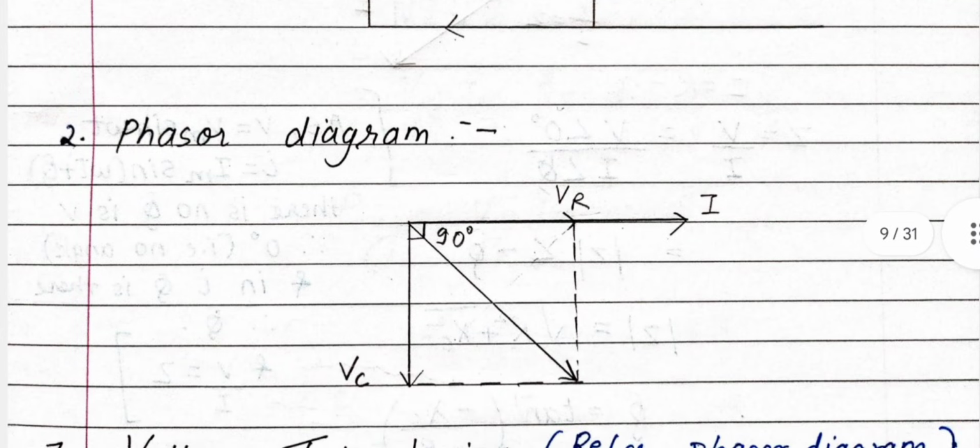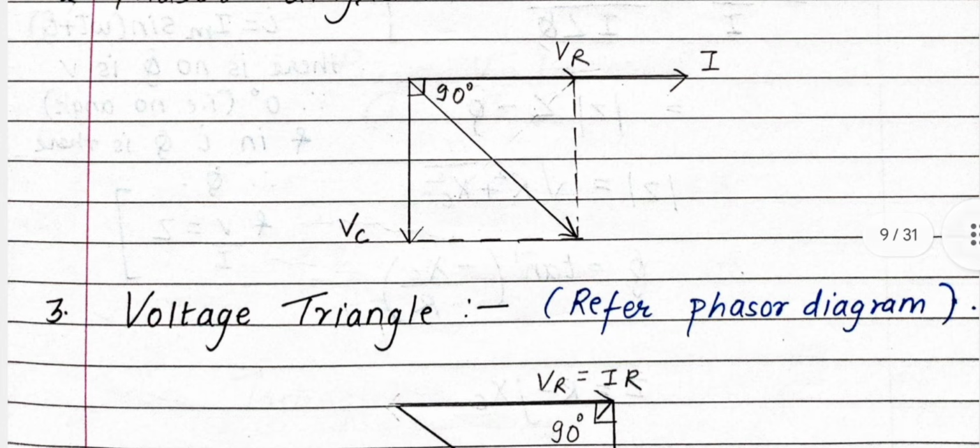Then we have the phasor diagram. Now remember, in a capacitor you have to make all the phasors, voltage and impedance triangle opposite, or you can say in the negative form as compared to the inductance. So here you have to make VC on the negative y axis. And what is there on the x axis? VR, that is voltage across resistance.